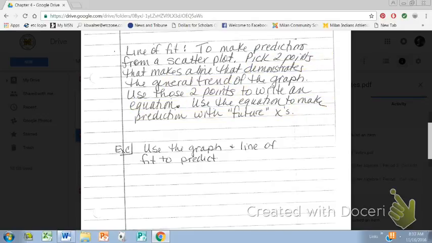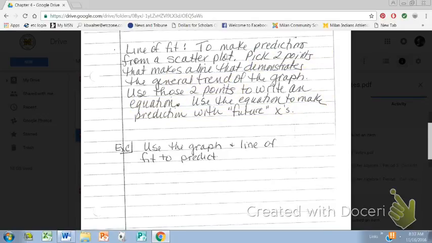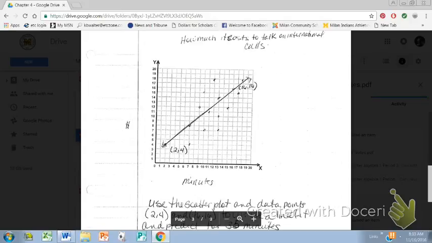It says use the graph and line of fit to predict how much it costs to talk on an international call. So I've already got one plotted. On this graph, I have the number of minutes on the x-axis, and I've got the cost of the call on the y-axis. And I've already gone ahead and picked 2 points out.